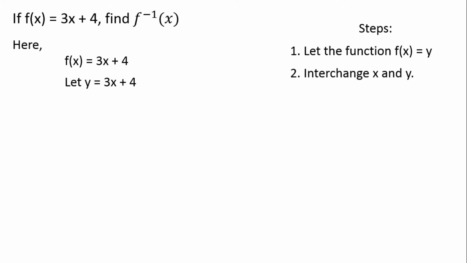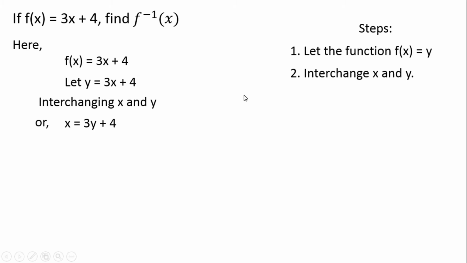Now the next step is we have to interchange x and y. As we know that inverse means changing domain and range, and in this function x is the domain and y is the range. Whenever we talk about any function, the value of x will represent the domain and the value of y will represent the range. So we have to exchange these two. Then interchanging x and y, we get x is equal to 3y + 4. We have to change their positions from each other.